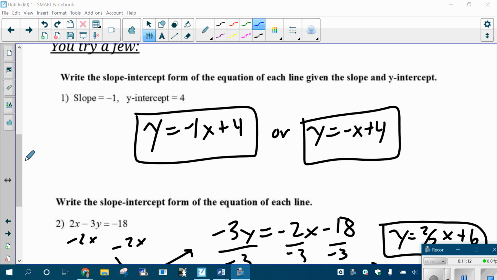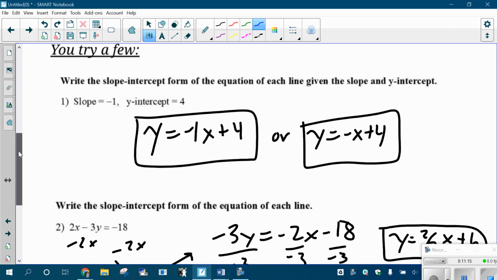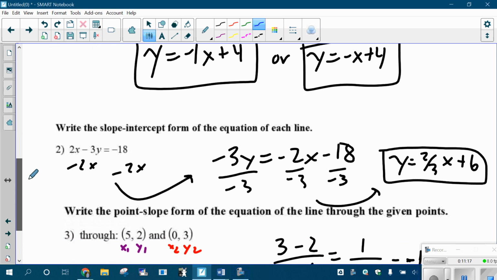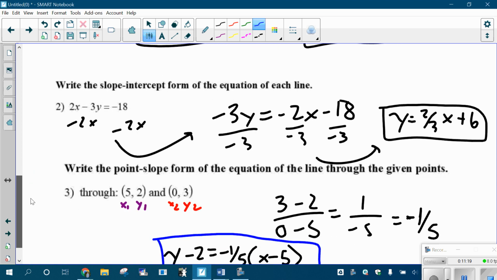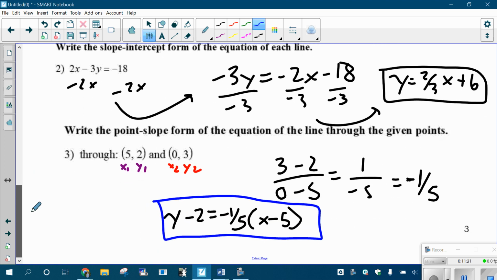Okay, I'm just going to scroll through these real quick. I'm not going to talk through them, just so you can check your answers. There's that first one. There's that second one. And there's that third one. And with that third one, you could have written it with this other point as well if you wanted, but I chose the first point.